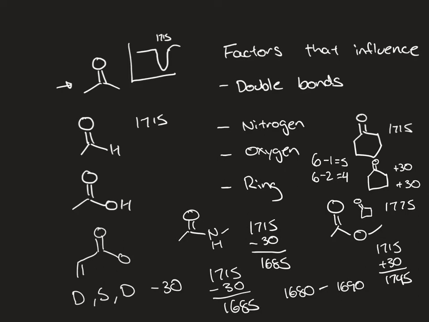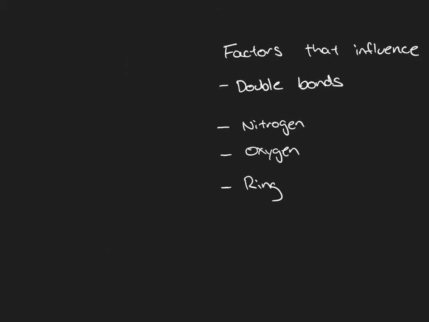And so one thing that you have to be careful with, that I struggled with when I was starting out, is that if there is a normal 6-membered ring, however, if there's a double bond right here, you have to notice that this is double, single, double, which is conjugated. So you'd subtract 30. So instead of being 1715, it'd be 1715 minus 30, giving you 1685. And so this would apply to all types of rings.